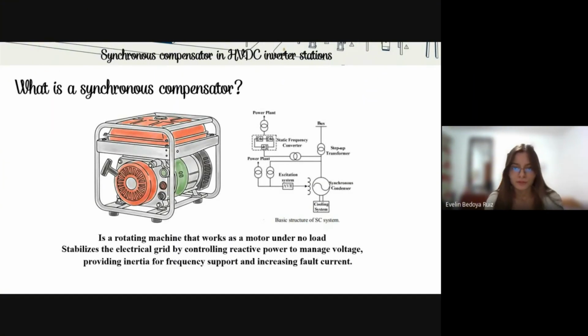What is a synchronous compensator? It's a rotating machine that works as a motor under no load, and this machine will stabilize the electrical grid by controlling reactive power to manage voltage, providing inertia for frequency support, but increasing fault current.